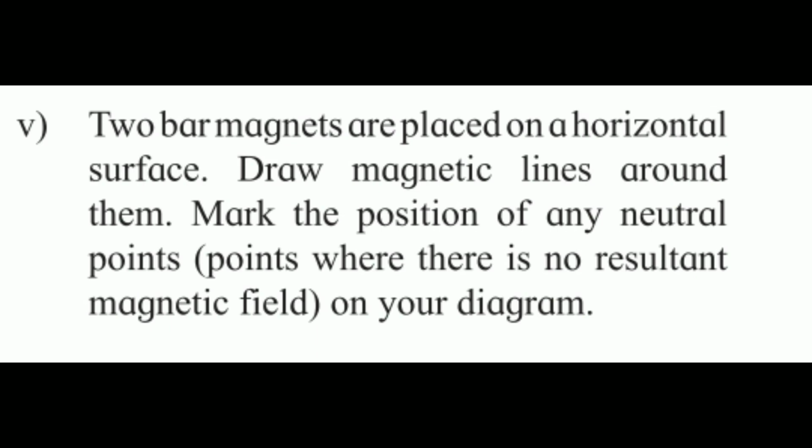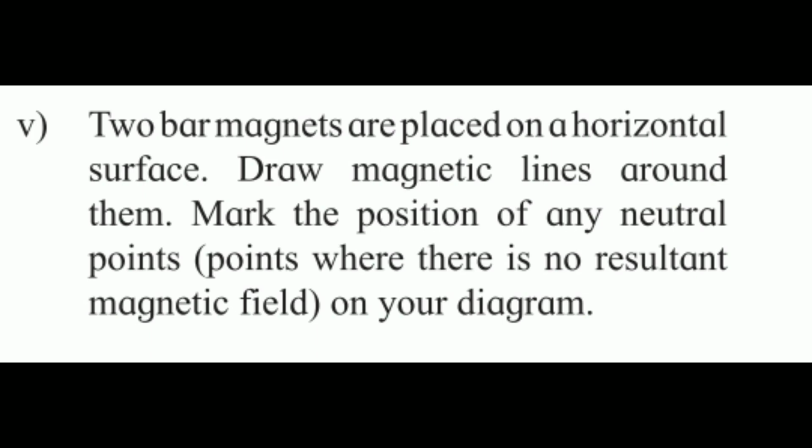So the last question is question number 5. Two bar magnets are placed on a horizontal surface. Draw magnetic lines around them. Mark the position of any neutral point. Now what is neutral point? It is the point where the net magnetic field is 0 on your diagram.